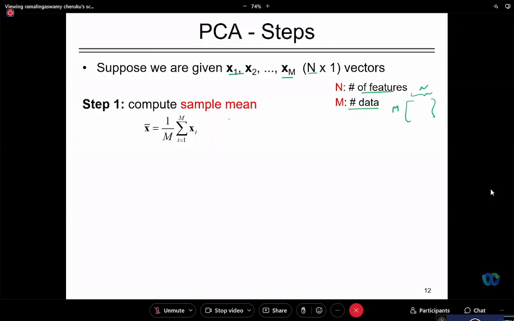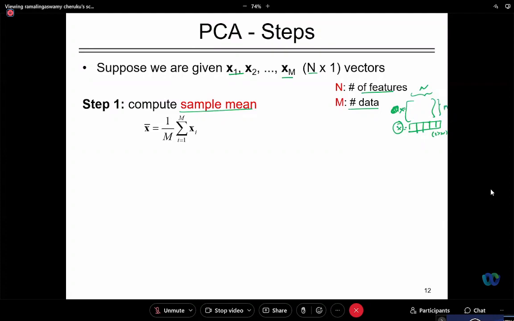So what we are trying to do is find the sample mean, meaning a mean vector x bar. So the mean of the first column, the mean of the second column, the mean of the third column, and so on. You will have a mean vector of dimension 1 cross n, that is, 1 row and n columns, or n cross 1 if you transpose it. So we are finding this x bar, and this is your x.